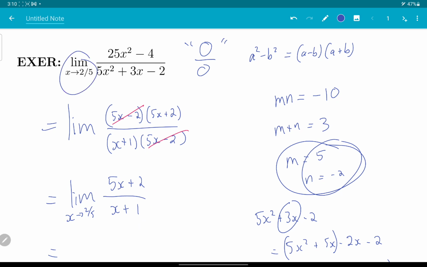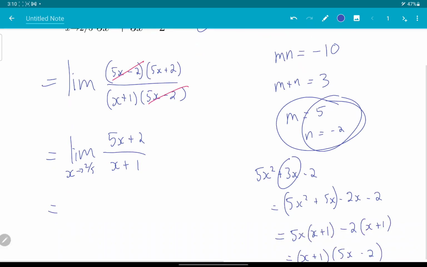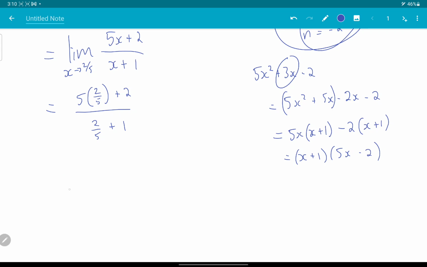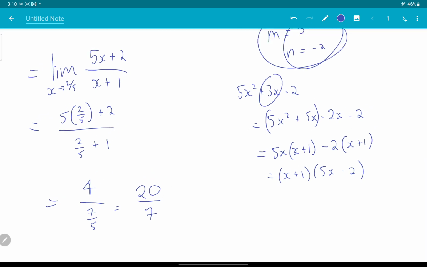So now I can just plug in my x is 2 fifths. And what do you get? 5 times 2 over 5 plus 2, and 2 over 5 plus 1. Work this out. On top you get 4. On the bottom you get 7 over 5, which would be 20 over 7. Next.